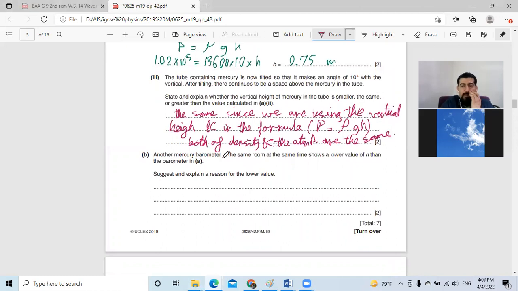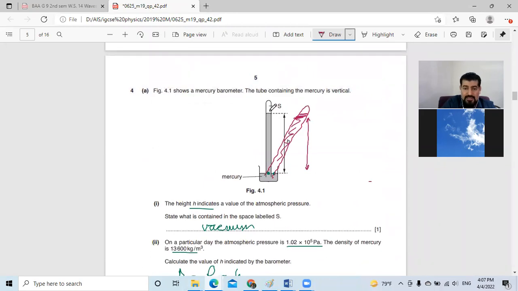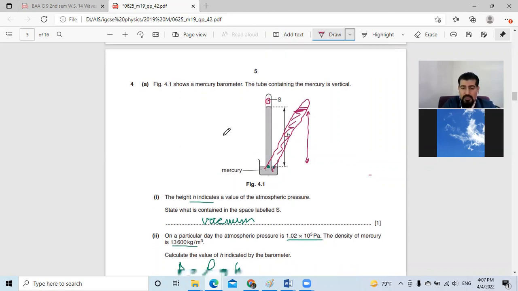Another mercury barometer in the same room at the same time shows a lower value of h than the first barometer. Suggest and explain a reason for this lower value. Now we know it will not show this lower value unless this was not a vacuum. It has some air bubbles inside it. If we have some air here, this air makes a pressure on the level of the mercury and moves it down.